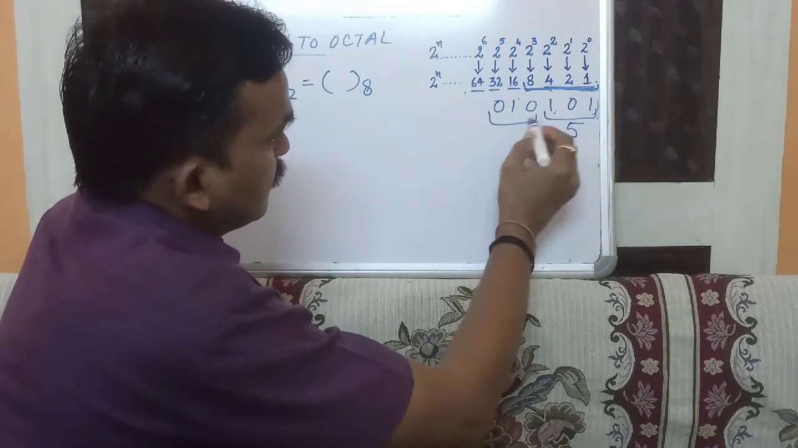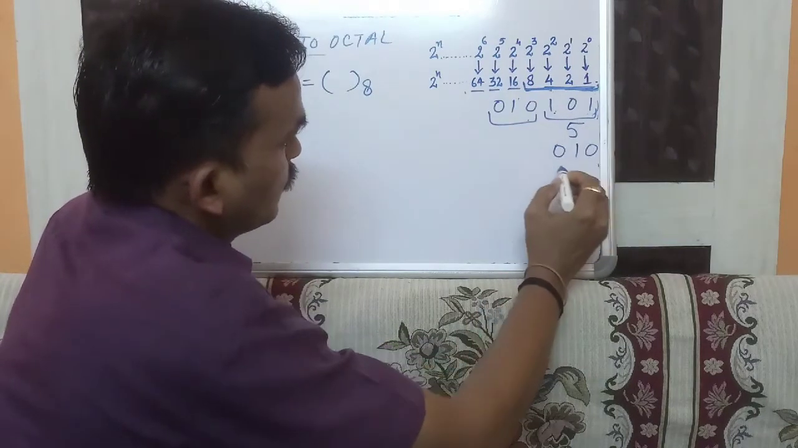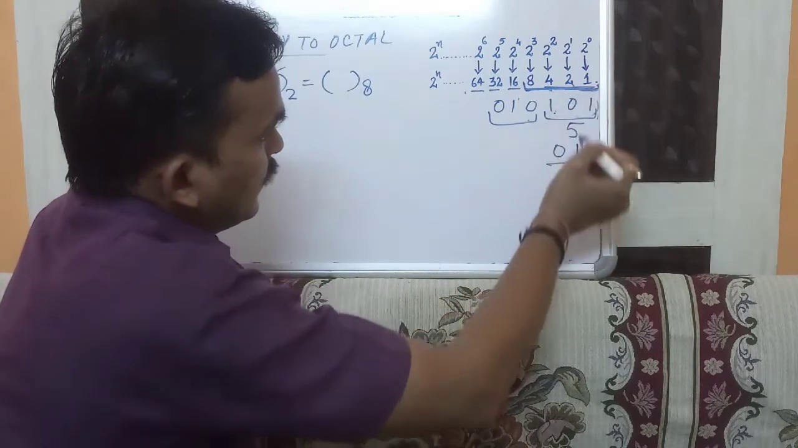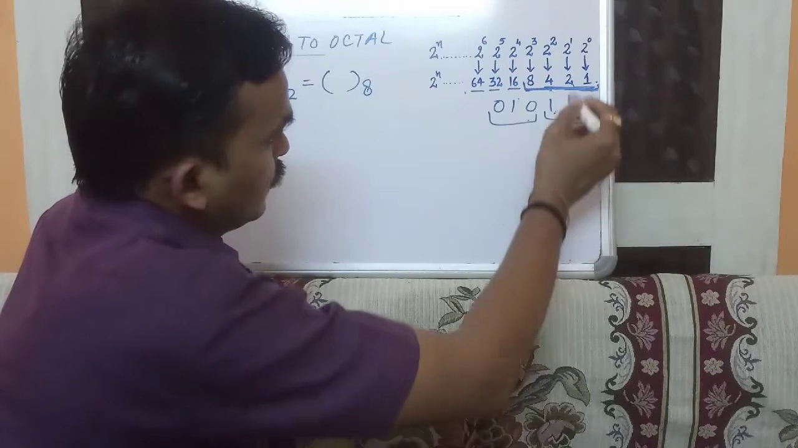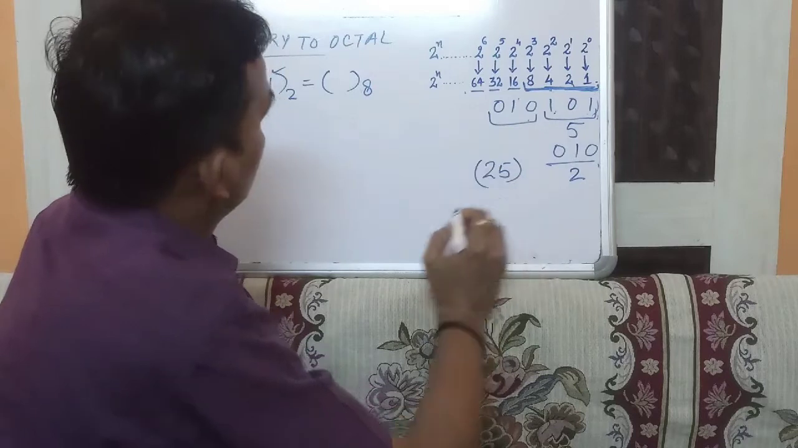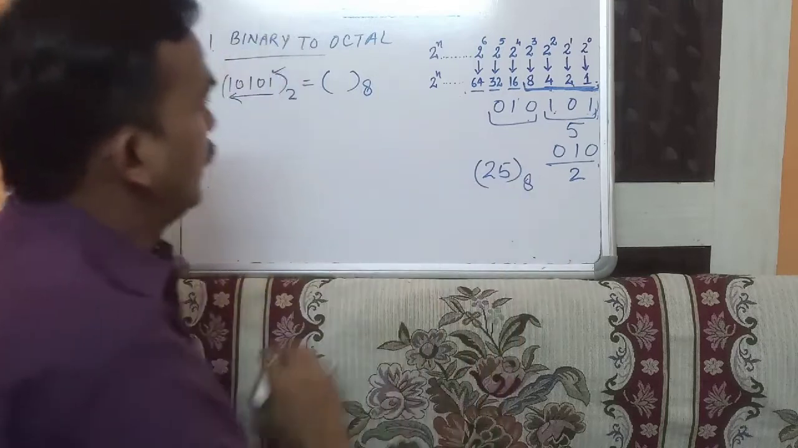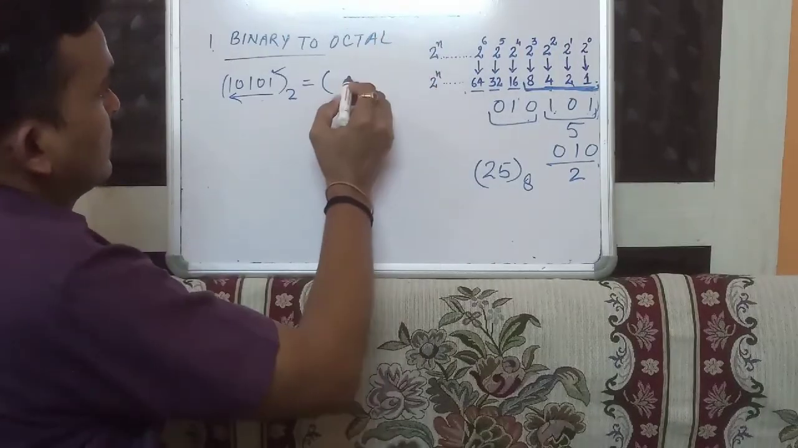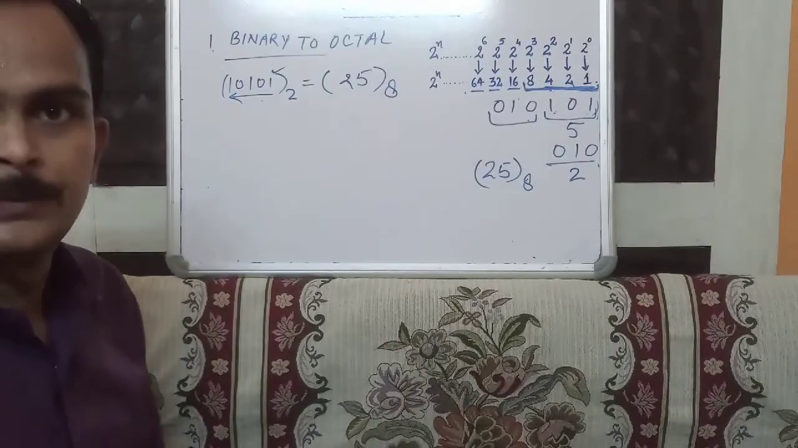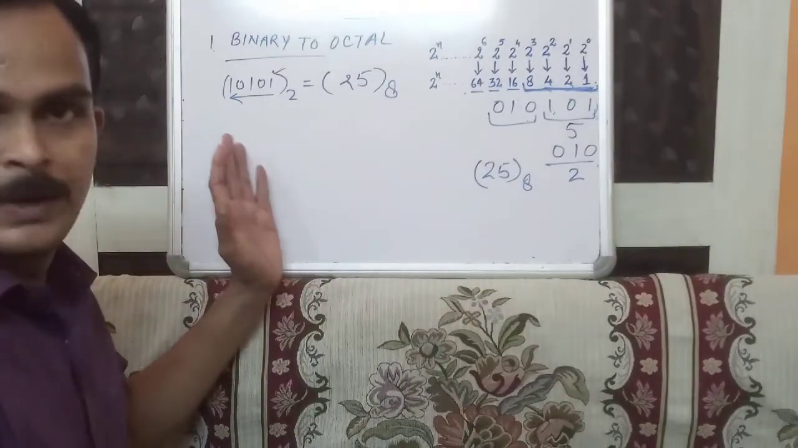Again we will put this number here in place of 101. So 0 1 0. Here 4 has the 0, we will not use it. 2 has the 1, we will use it, and 1 has 0, we will not use it. So 2. So the answer would be 2 5, 25. Okay. So this is our octal value. We will put 25 as an octal. Simple calculation. This is the binary to octal conversion.